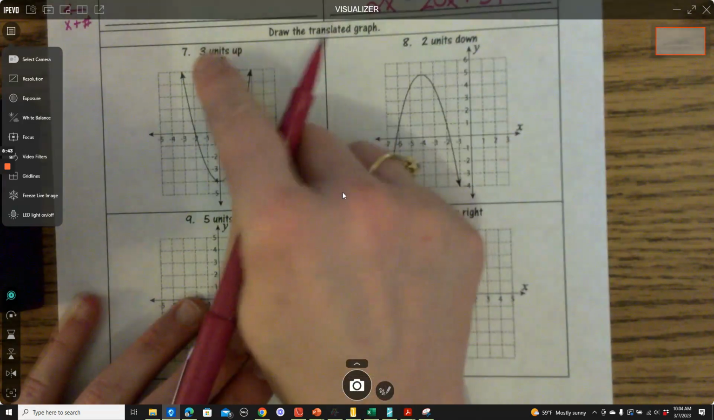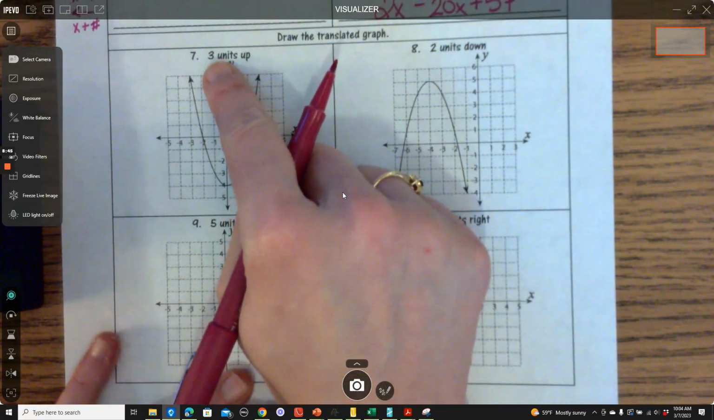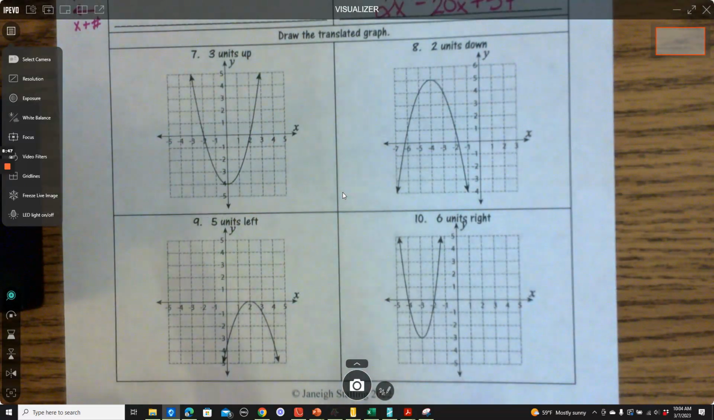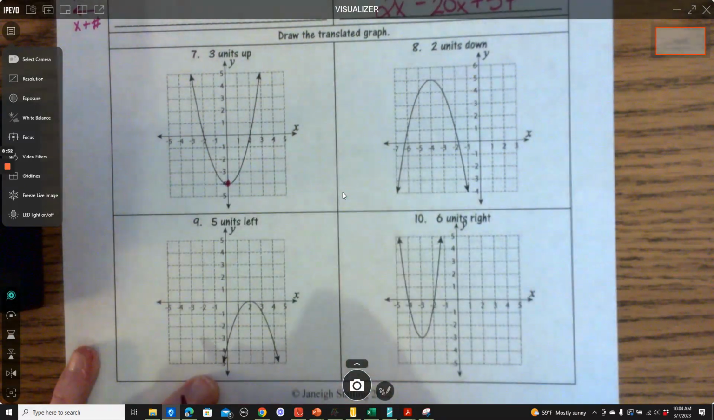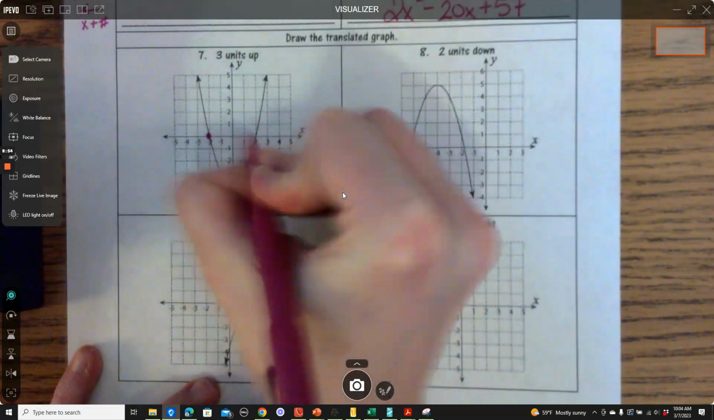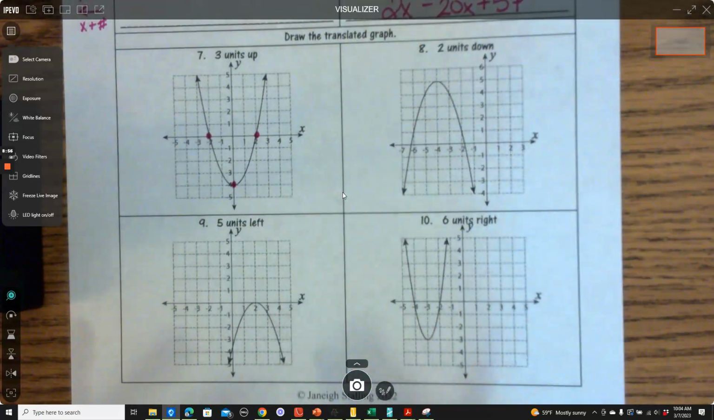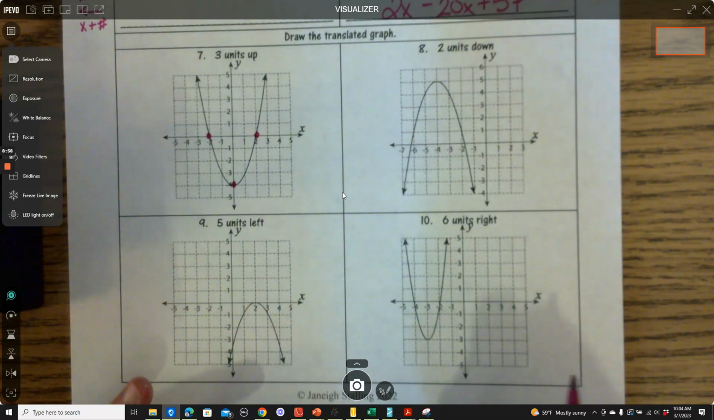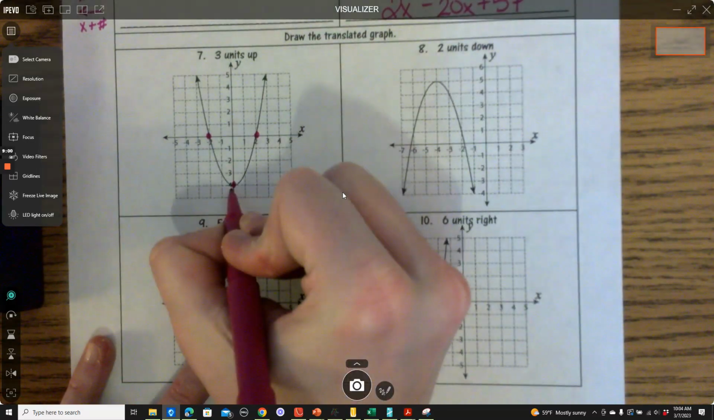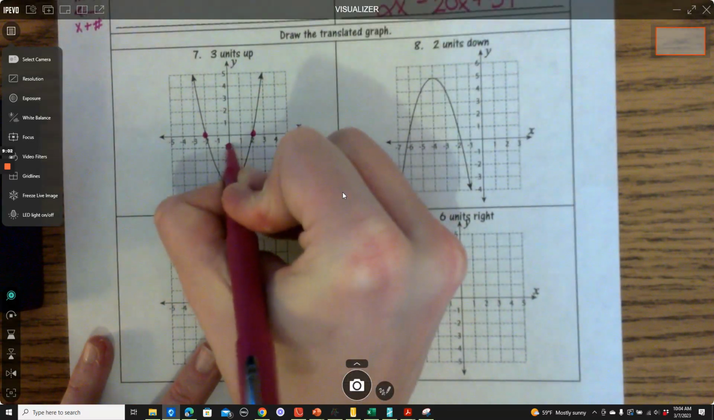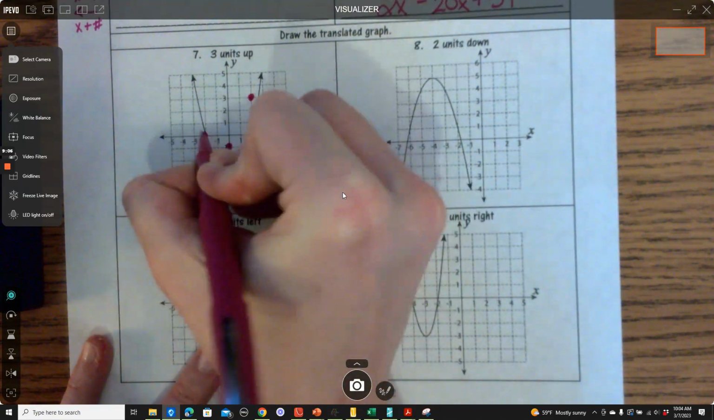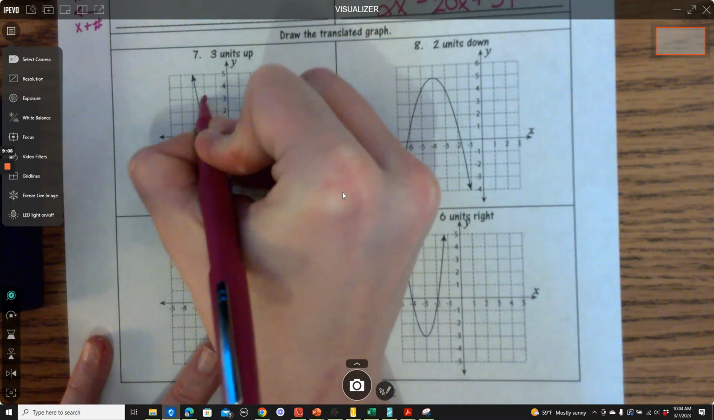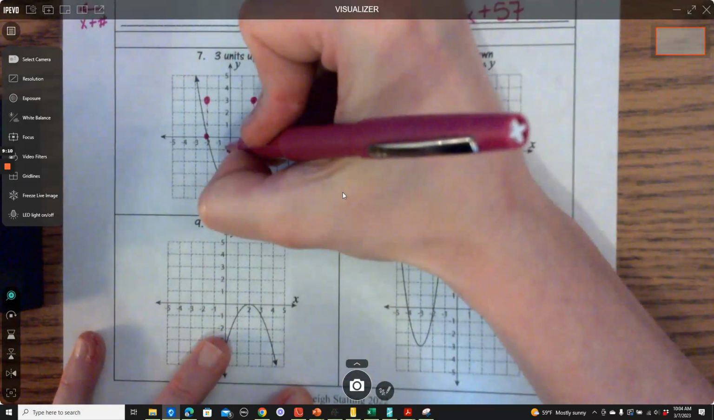Okay? So we're going to do this one together, 3 units up. You need to pick at least 3 nice, pretty points. Okay? So the vertex is usually a good point. And like this one's got x-intercepts. All you're going to do is move each of those points up 3. 1, 2, 3. There's that one. 1, 2, 3. And then this one, 1, 2, 3. And then connect the dots.